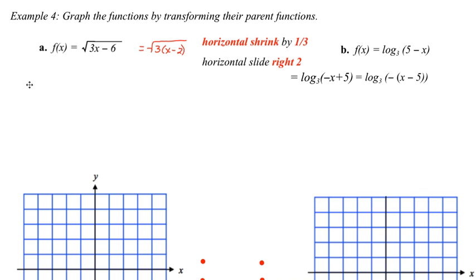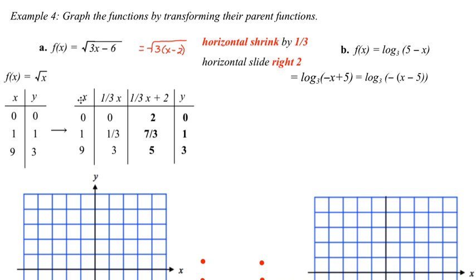So let's go ahead and get our table of values. Our parent function is this, where it's just y equals square root x, and we put in a couple of values. I put in 9 just because I know that's going to work out nicely in my transformed function. The next thing we need to do is our shrink first, right? So we're going to multiply all of our x coordinates by a third, and then we're going to add 2 to that.